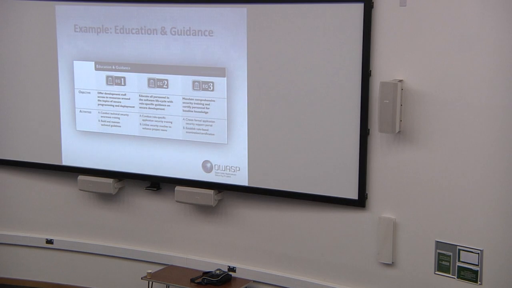So at the most basic level, there's a number of activities that you can do. In this case, for education and guidance, you could, for instance, make sure that there's generic awareness training for developers, such that developers are aware what security is, what problems they might face, things like that in software. And at the same time, you can build technical guidelines, like coding guidelines, for developers to make sure that they use the proper practices when developing software.